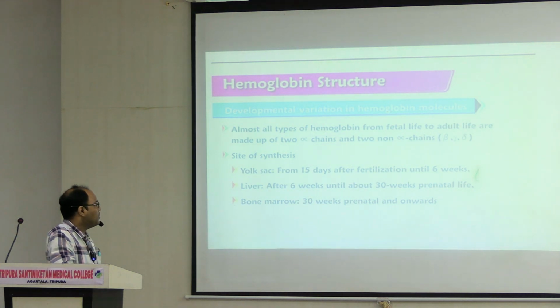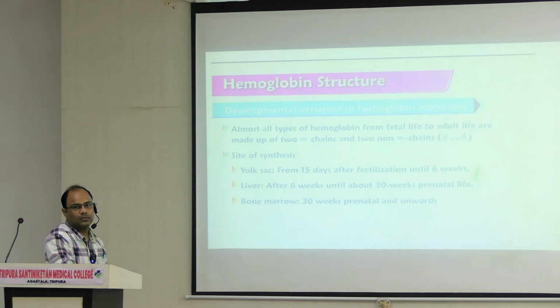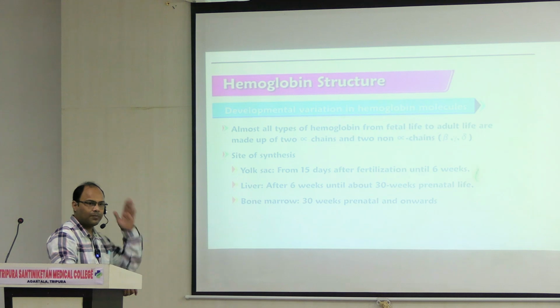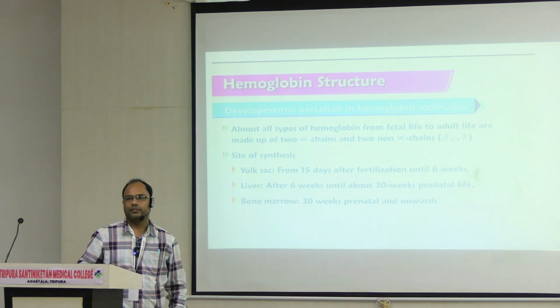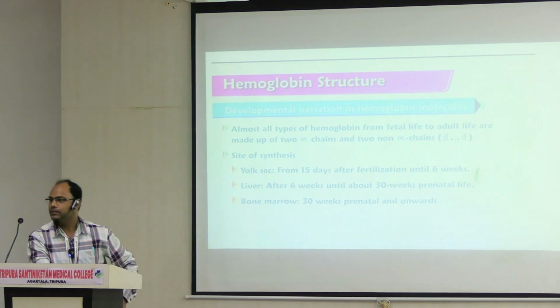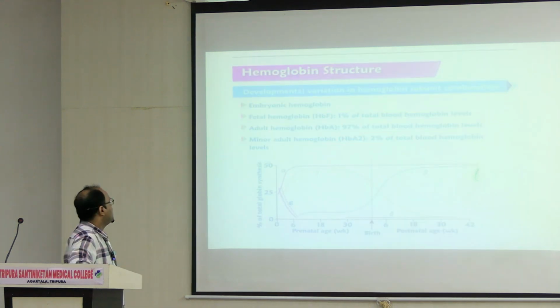Okay, this is the hemoglobin development. Starting from 15 days up to 6 weeks, in the yolk sac. After 6 weeks to 30 weeks, in the liver, and then after 30 weeks, from bone marrow, usually long bone and some flat bone in the skull.